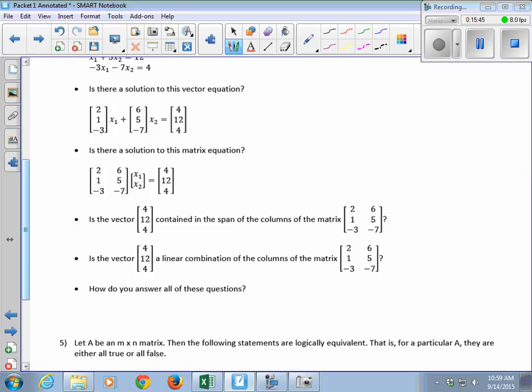Is this vector a linear combination of the columns of the matrix? I could give you an augmented matrix and say, when you row reduce this, is it consistent? How do you answer all of these questions? Not what is the answer, but how do you get the answer? Row reduction. Row reduce the augmented matrix.